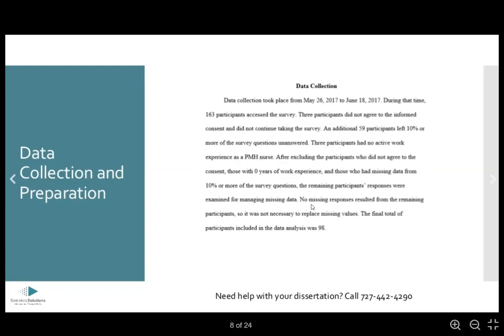They're also talking a little bit about their missing responses. So here it looks like there were no missing responses in this remaining 98. So there was no additional manipulation that needed to be done to account for any missing data. So again, just another example of how you might go about describing that exclusion of participants.